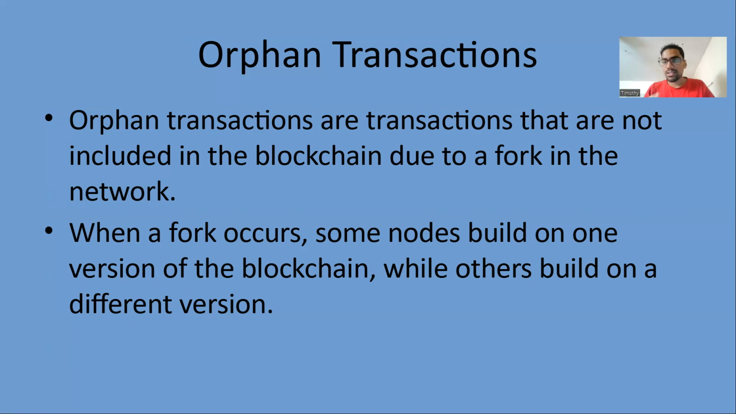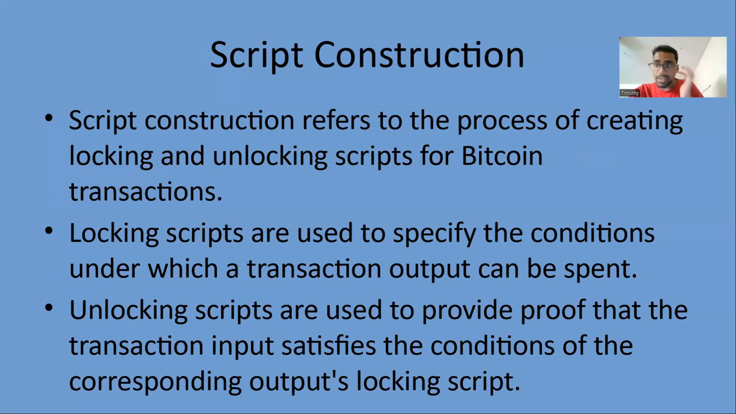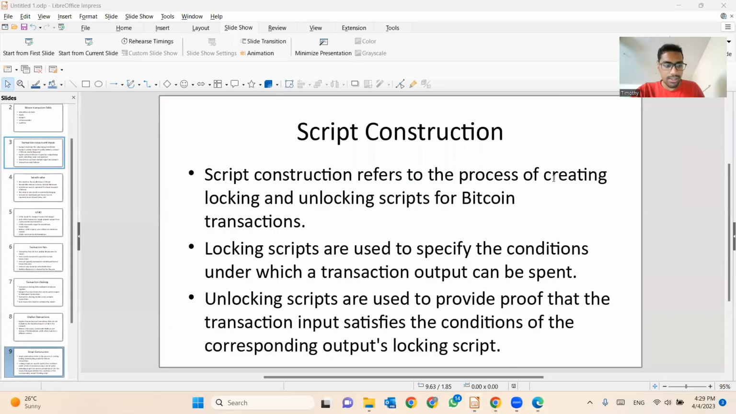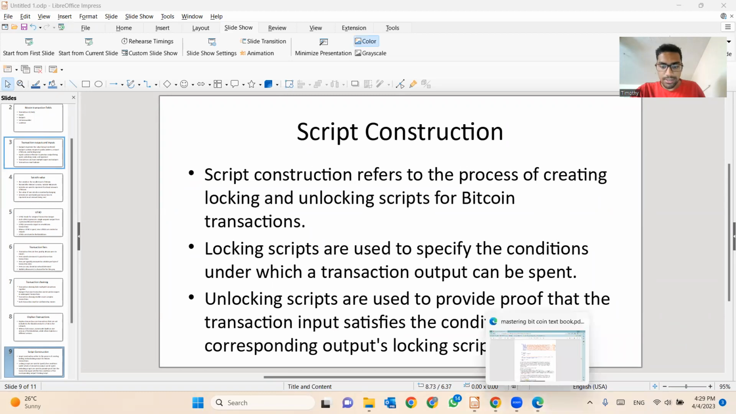So that causes a division. Depending on which block gets confirmed, only one block can be confirmed and form the chain. The other one will be ignored, and that ignored block becomes the orphan block. This can happen because of double spend. Okay, script construction. Let us see now the other code.